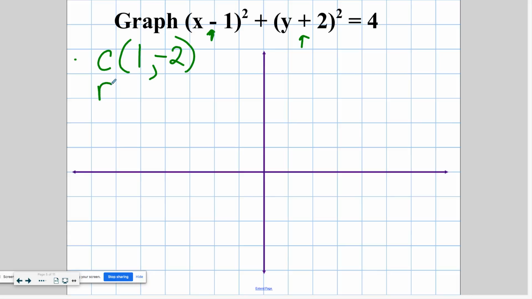Now the radius, it's not 4. It's this, remember, this is always 2 squared from the Pythagorean theorem. So the radius is just 2. Now I can graph it. 1, -2 is my center, and a radius of 2 in all directions.